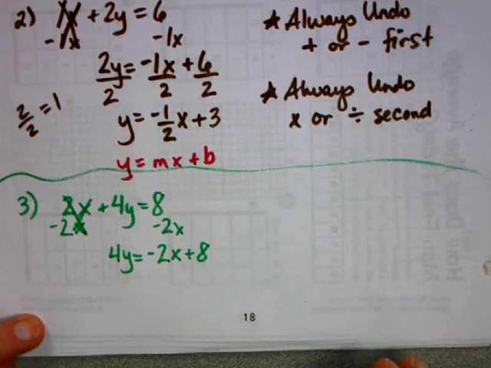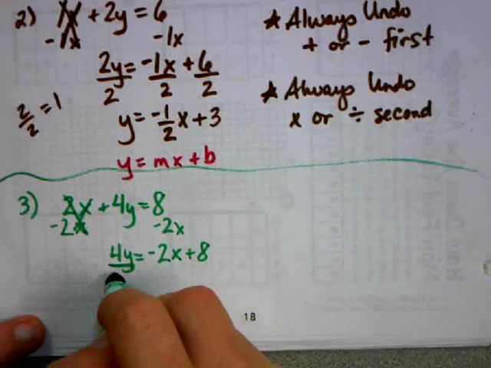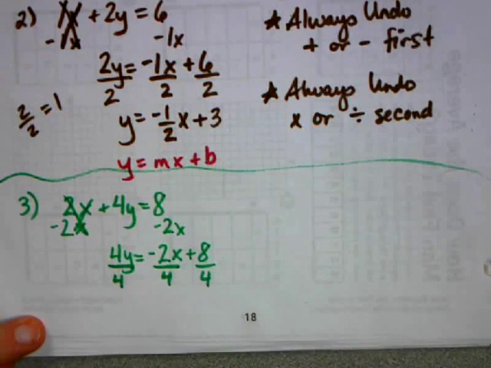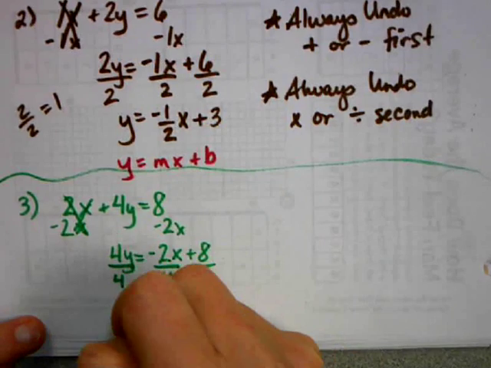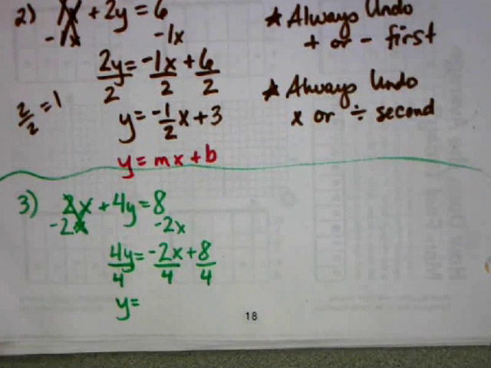And now I undo multiplication or division. I have multiplication, 4 times y. The opposite of multiply is divide. Everything gets divided by 4. So I have y equals negative 2 over 4. Well, that's going to be a decimal. I don't want it to be a decimal. I want it to be a fraction in simplest form.